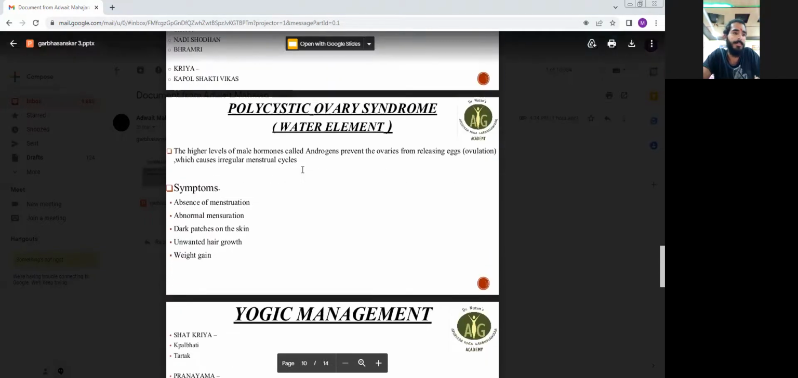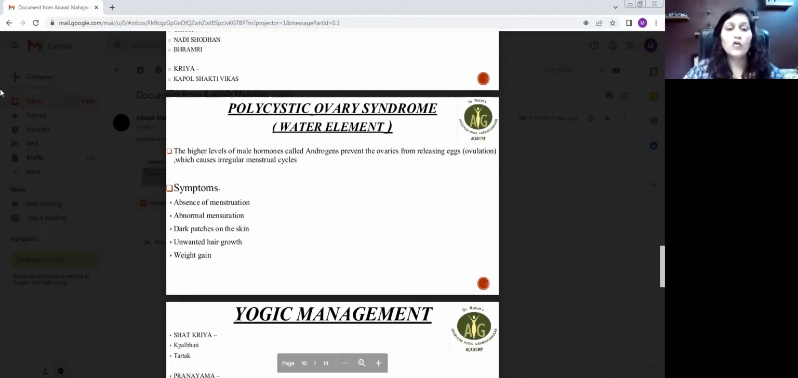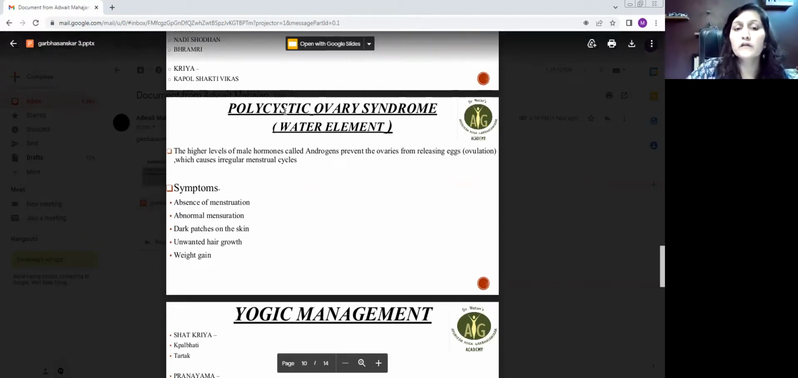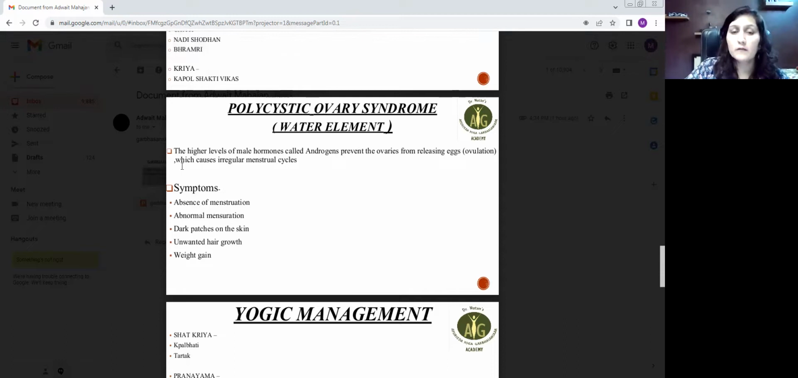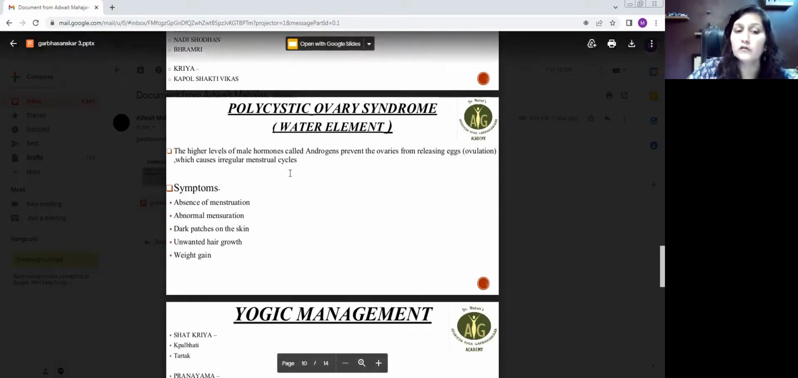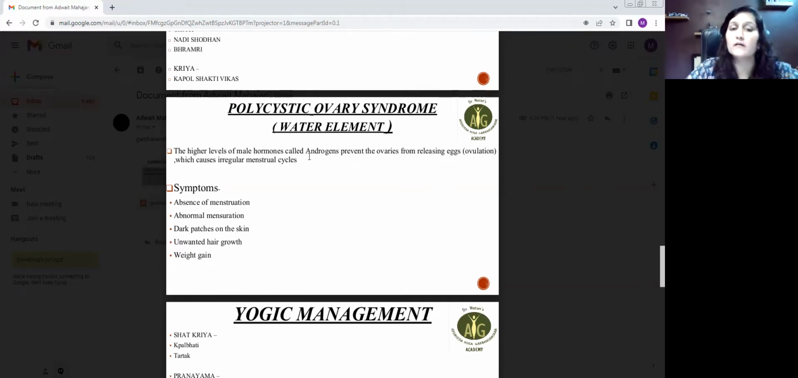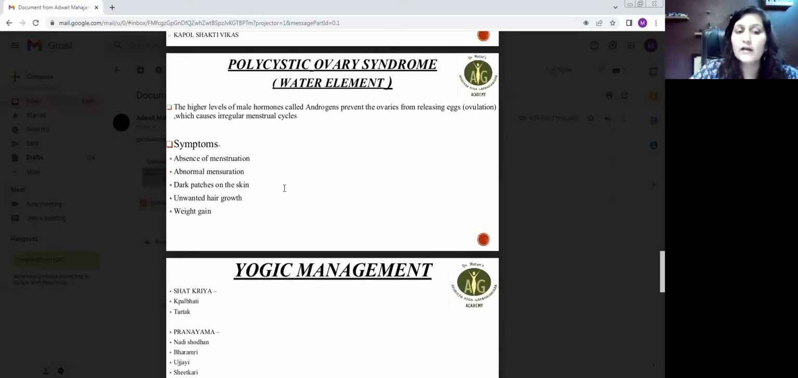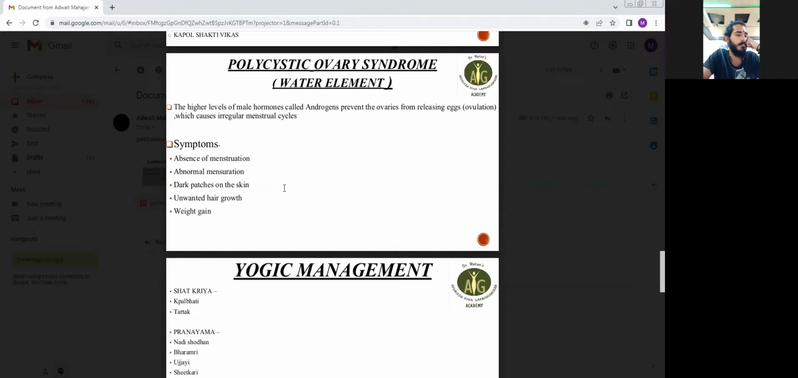Yes, Mansi. The next hormonal disorder is polycystic ovary syndrome or PCOS. It is the higher level of male hormones called androgens. If they are present in the ovary, then the releasing of eggs or ovulation is irregular, and then you can have irregular menstrual cycles. So the symptoms of this are absence of menstruation, abnormal menstruation, dark patches on the skin, unwanted hair growth, and weight gain.